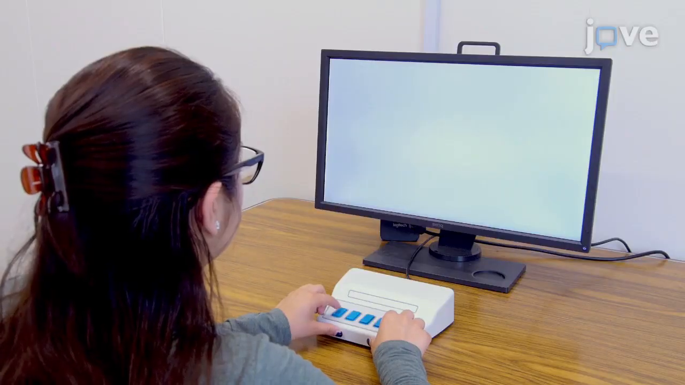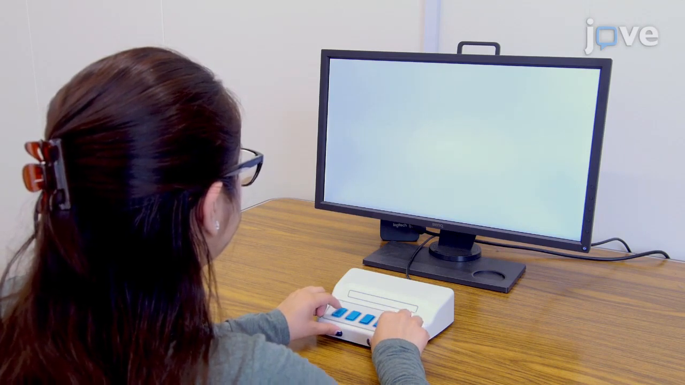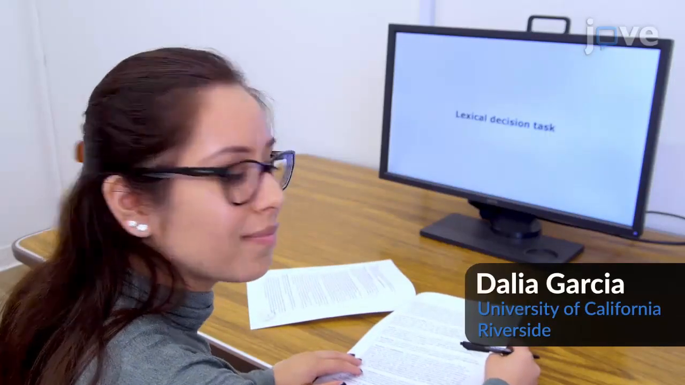Many language tasks require the coordination of language and other aspects of cognition. The lexical decision task does not rely heavily on other cognitive abilities, which may be compromised in some populations, such as patients with dementia. Helping to demonstrate the procedure will be Dalia Garcia, our lab manager.